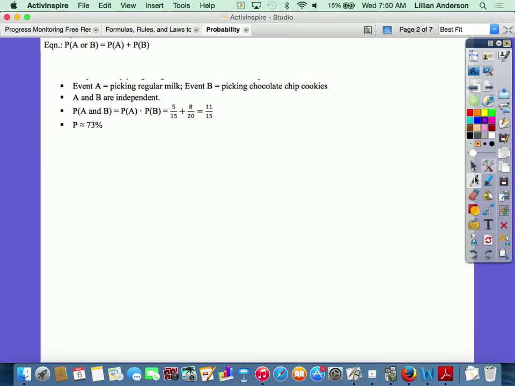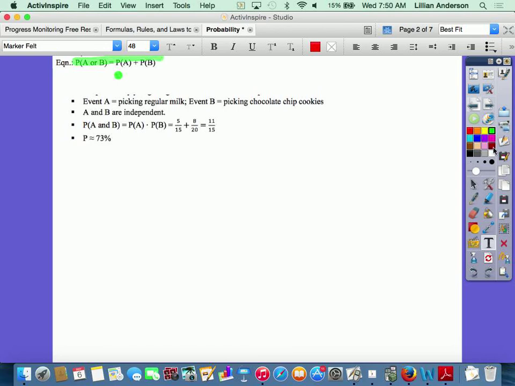So there's a formula that goes along with independent events, and it's this formula right here that says the probability of event A or event B happening is the probability of A plus the probability of B. So in this situation, we're going to let event A be picking regular milk and event B be picking chocolate chip cookies. Because A and B are independent, we can use this formula right up here at the top and find out the probability of picking a regular milk and picking chocolate chip cookies without looking.